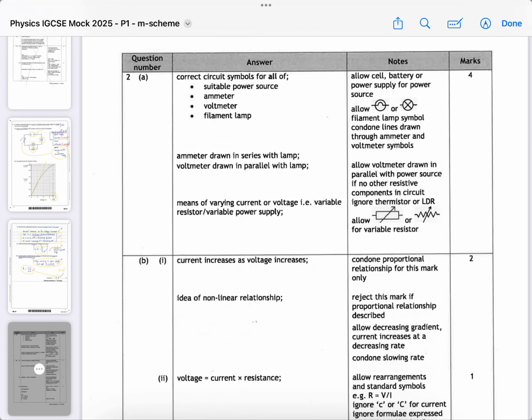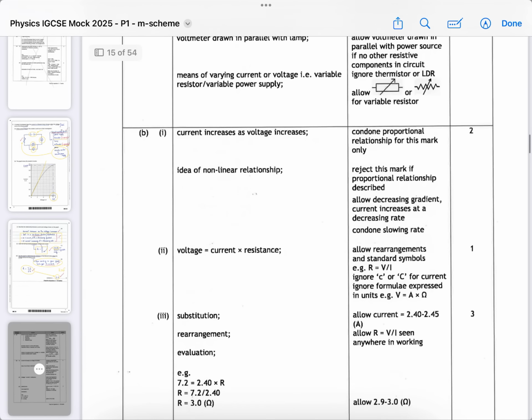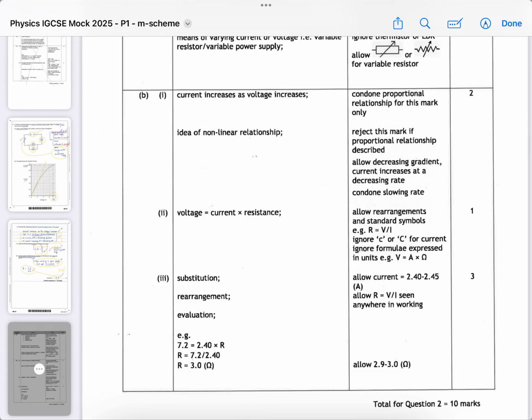So here is the mark scheme. If you want to stop it and see the alternative ways of what they will accept, which I went through, the circuit symbols, and then the mathematical part and the relationship between the current and voltage. You have to practice using these mark schemes to show the kind of key terms that you must be familiar with if you want to speak the language of the examiner.